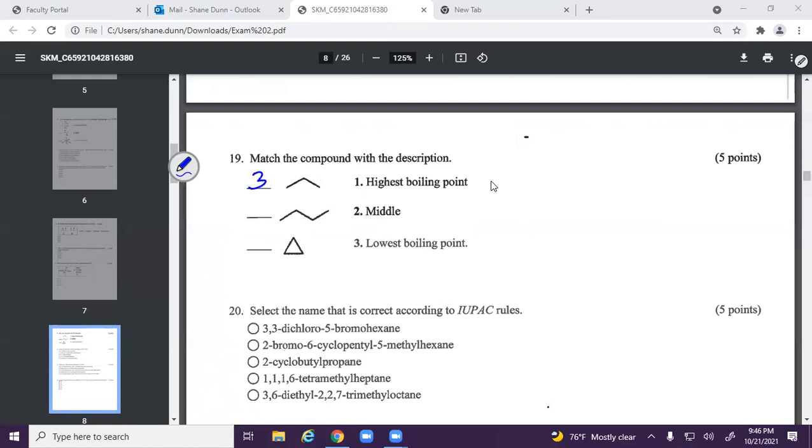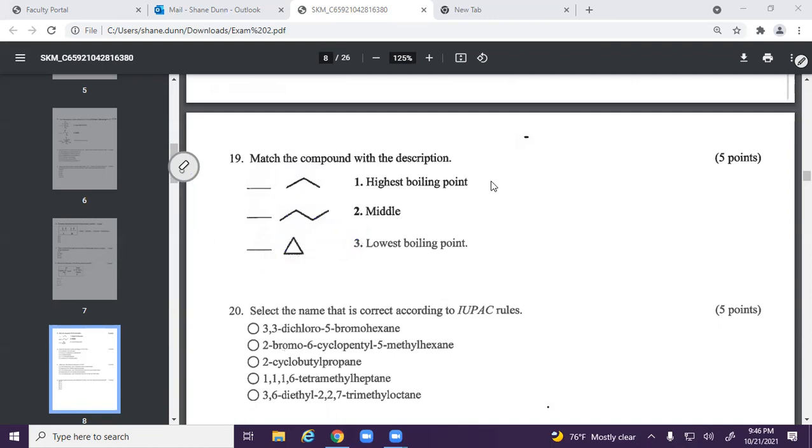Okay. Second lowest would be... no. Triangle is the middle. It's got 3, right? This one has 4. 1, 2, 3, 4. Yes. It's just that cyclo is better than its counterpart, right? Propane boils faster than cyclopropane.